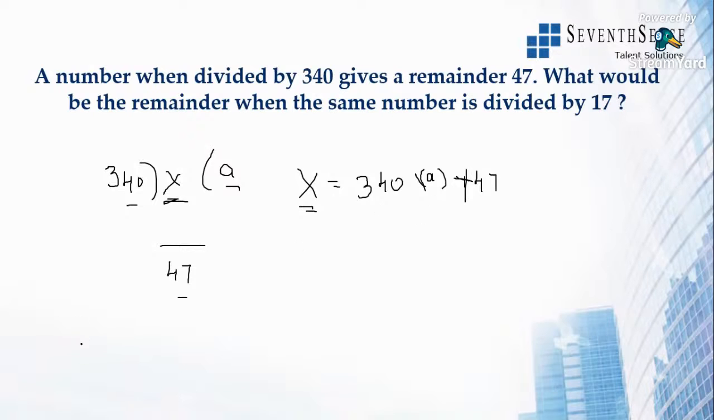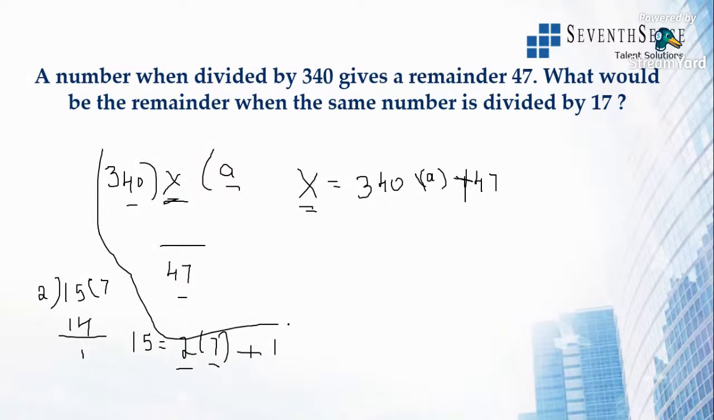Say for example, let me take 15 and divide it by 2. What would be the remainder here? 2 sevens are 14, the remainder is 1. So what is 15 composed of? 2 into 7, that is the divisor with the quotient, added with the remainder. The same thing I am applying here.